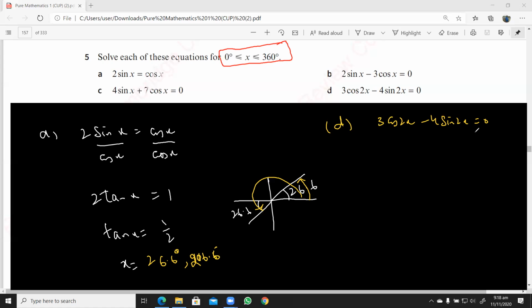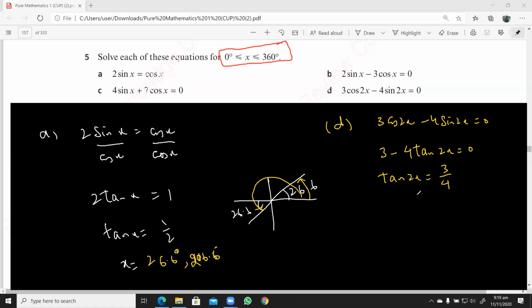So it is up to you which one you would like to deal with first. You either divide both sides by cos first, or you make your angle simple first. So let's divide both sides by cos 2x. By dividing both sides by cos 2x, I have 3 minus 4 tan 2x equal to 0. So my tan 2x is equal to 3 over 4.